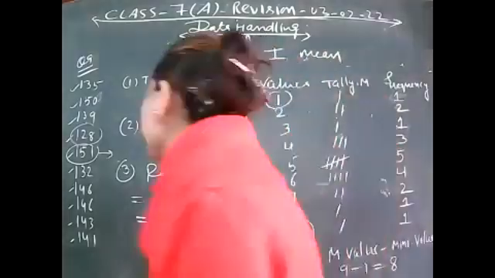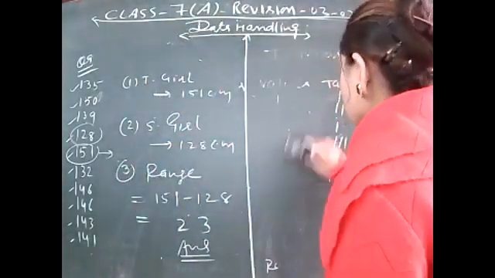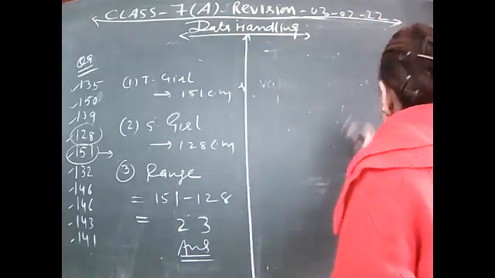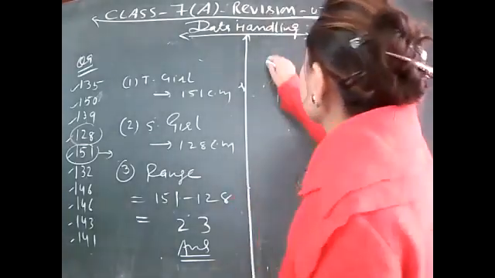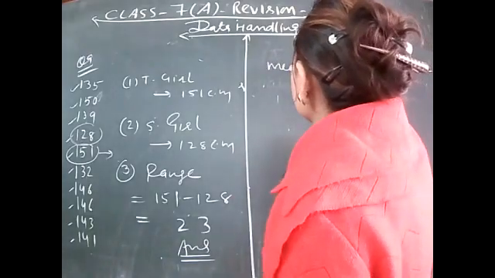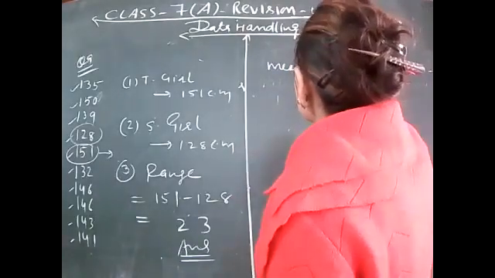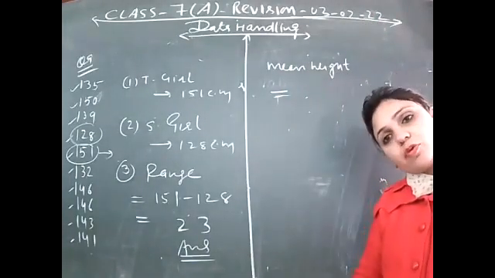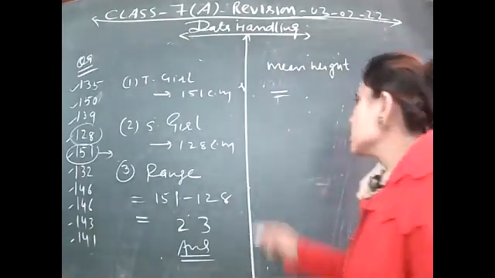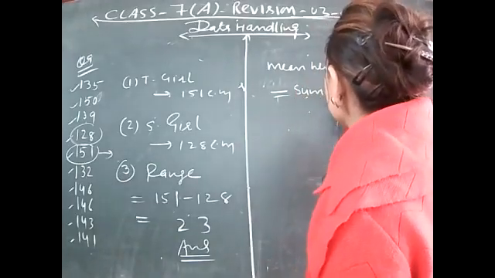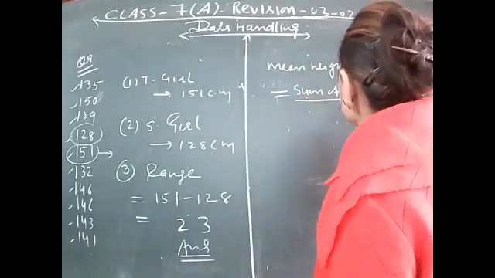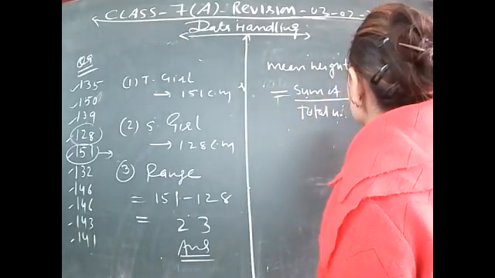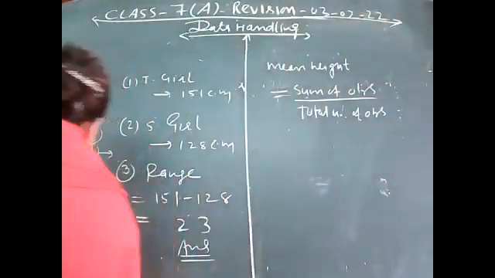Next, fourth part. What is the mean height of the girls? Mean height means we have to find mean. And what is the formula? Every time you first have to write formula. This is sum of observations over total number of observations. Add करते हैं इन सबको.